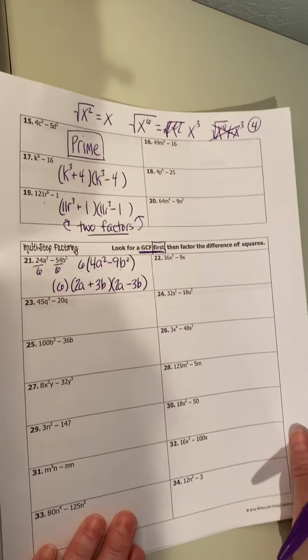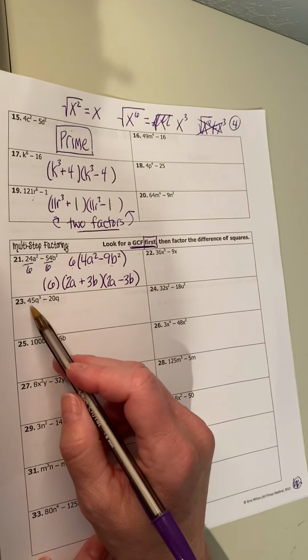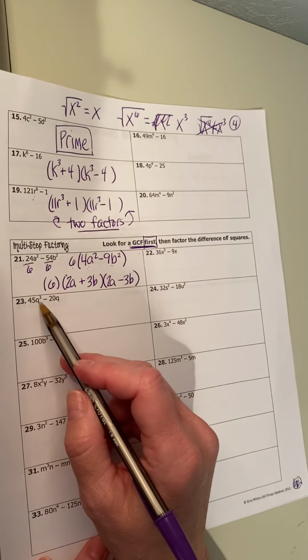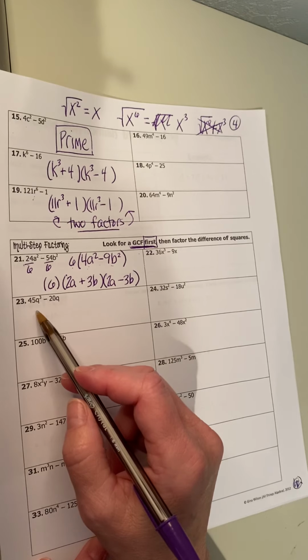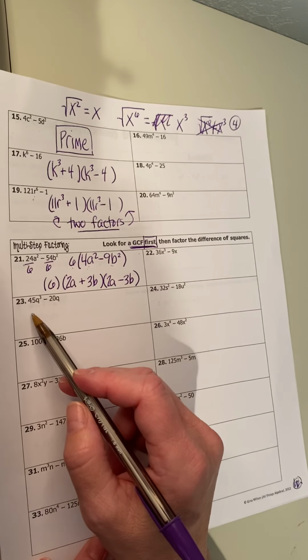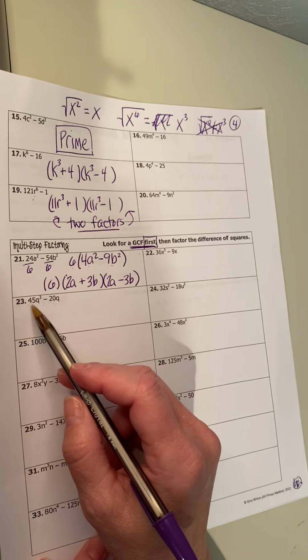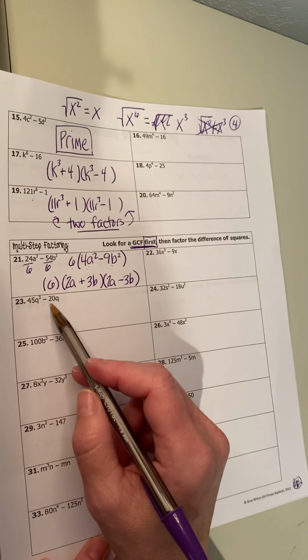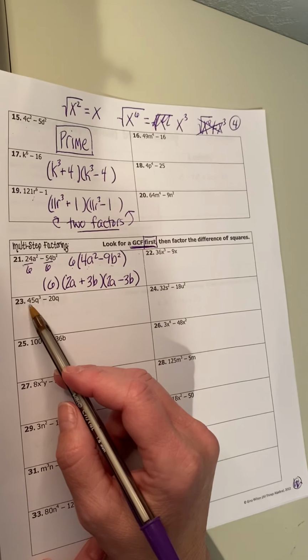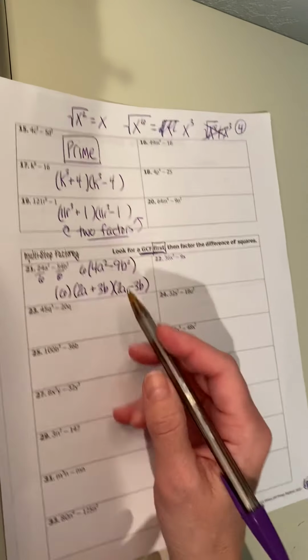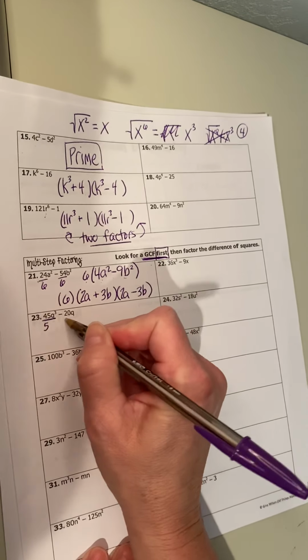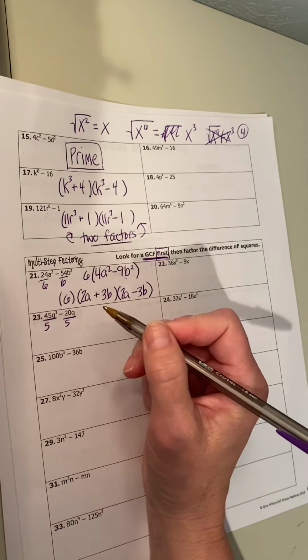Look at number 23. 45 is not a perfect square. Q cubed is not a perfect square. So let's see, what is it that I can factor out of both of these so that I am left with a perfect square minus a perfect square? Well, I know I can factor out a 5 from both of these. If I divide 45 by 5, it gives me the 9, and 9 is a perfect square. If I divide 20 by 5, then that gives me a 4, and 4 is a perfect square.